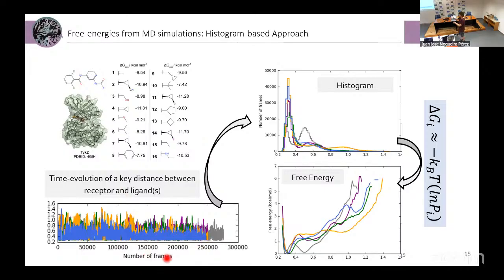From these distances, do you agree that we can do a histogram? So if we have the histogram and we apply this equation here, from the histogram we can take the probabilities, and from the probabilities we can calculate the free energy. This is the idea. So whenever you have some kind of data, distances, angles, whatever, you can do a histogram or a kernel density plot or whatever you want to call it. Then from the probabilities that you have here, you can calculate the free energy.